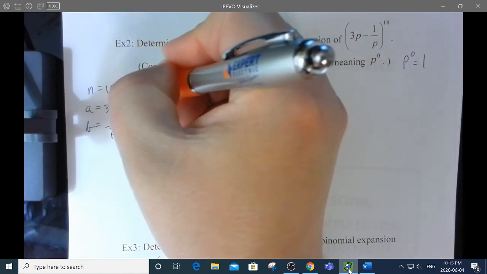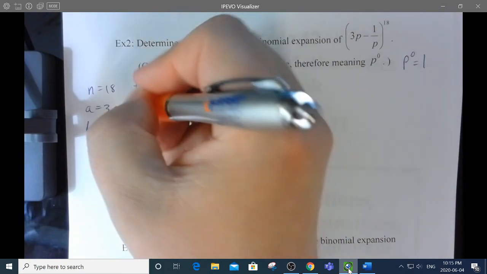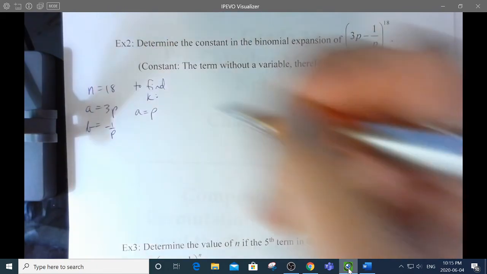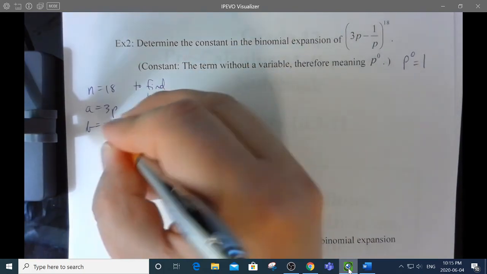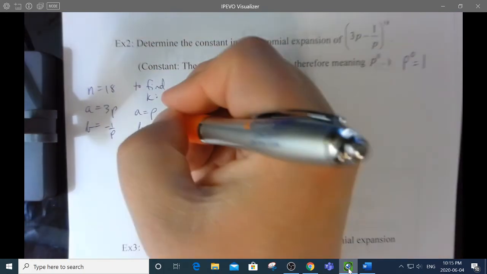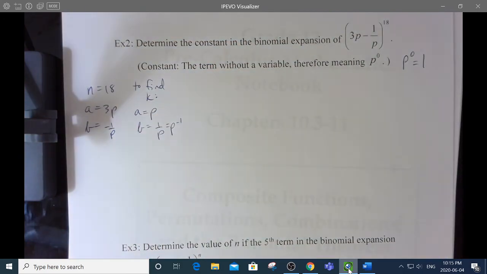To find k, really, I can use an a that's just p. I don't care about the coefficient of 3. And I can use a b of just 1 over p. I don't care about that negative 1. Or, better yet, p to the negative 1.